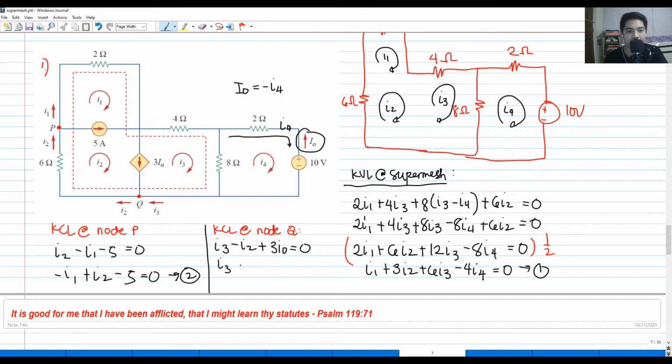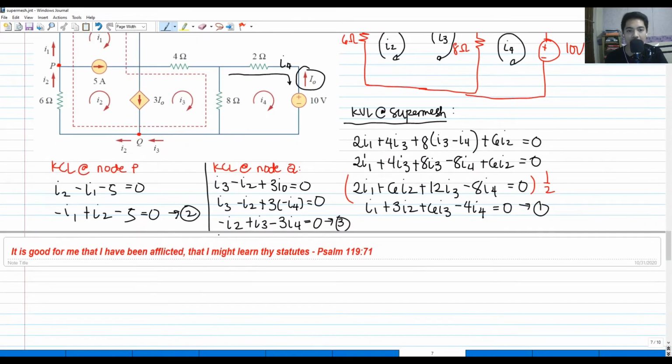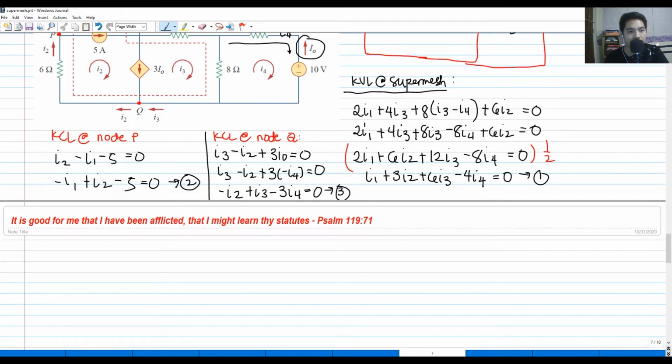So we will be changing this as plus 3, we have negative I sub 4 here, equals 0. So now we do have negative I sub 2 plus I sub 3 minus 3 I sub 4 equals 0. So that is our third equation, still I sub 2, I sub 3, and I sub 4.